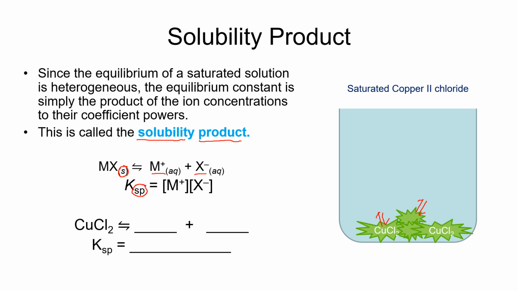So for example, here with copper(II) chloride, you're going to have some copper ions, and you're going to have some chloride ions. You'll get 2 chloride ions, of course, for every one of the copper ones. And so the concentration of copper ions times the concentration of the chloride ions squared would be the equilibrium expression, or Ksp, for that compound.